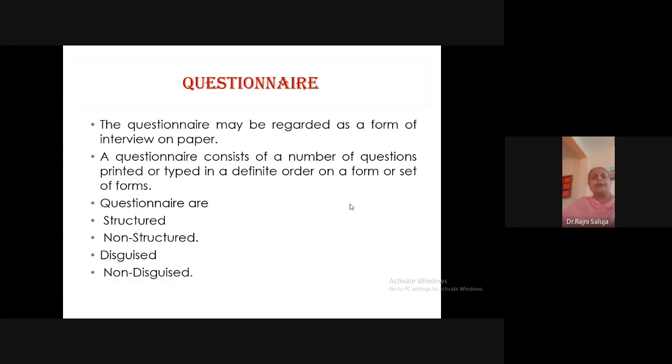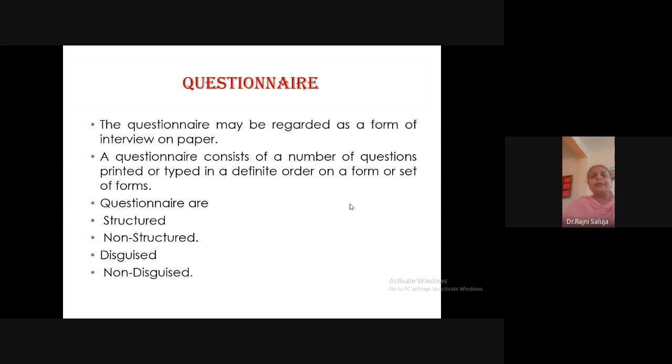Then disguised means when the objective of the research is hidden. The actual objective of the research is hidden, and we are just asking the questions from the respondent, but we are hiding the actual purpose behind the research from the respondent. We don't consider it important to disclose our objective to the person.